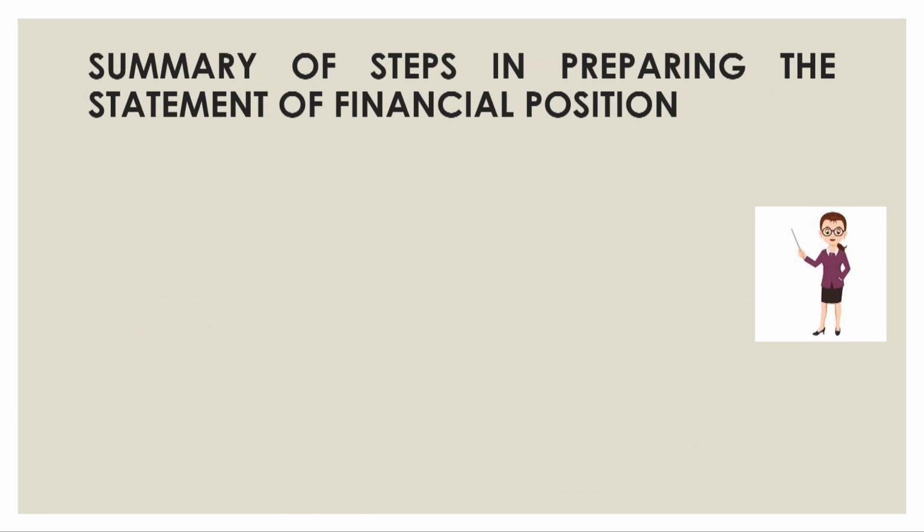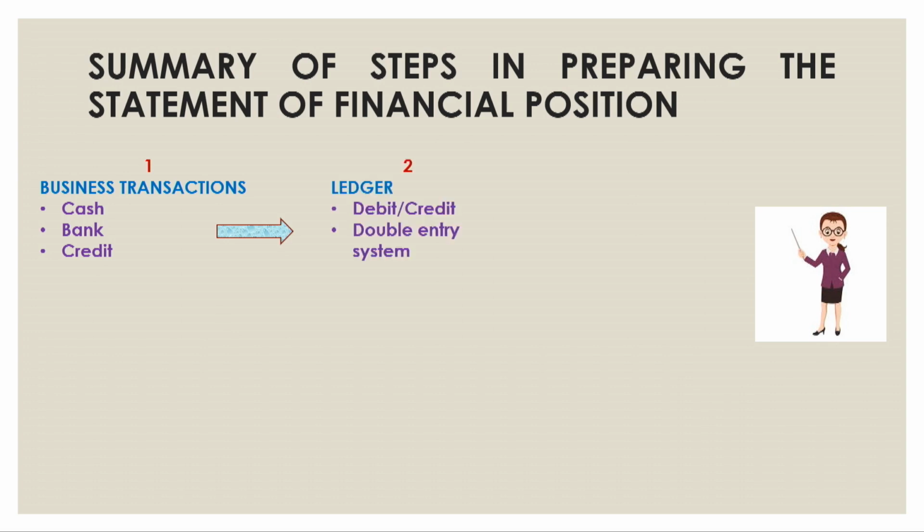Let us look at the summary of steps in preparing the statement of financial position. As you've seen in the previous videos, firstly, we have to identify the type of business transaction. That is, whether it is a cash, bank, or credit transaction. Secondly, we have to identify which accounts are affected. That is, which account needs to be debited and which account needs to be credited. As seen in Unit 10, this is known as double entry system.